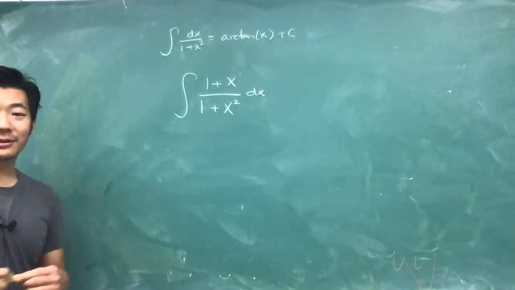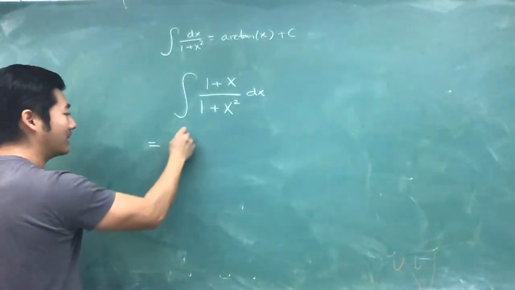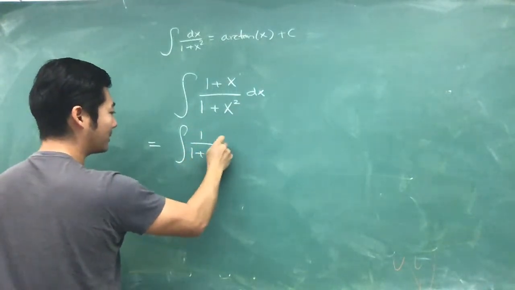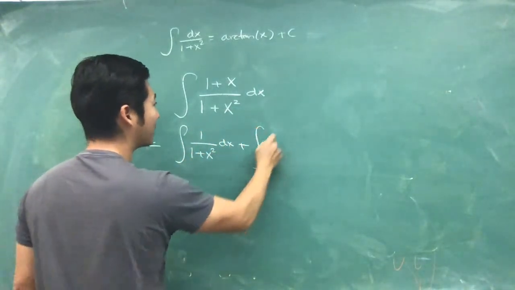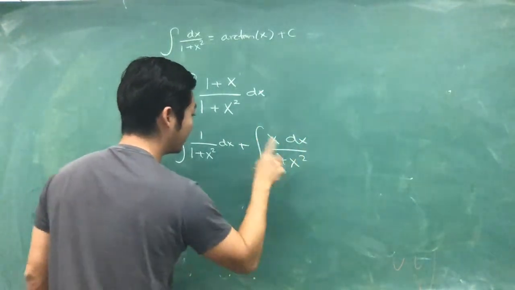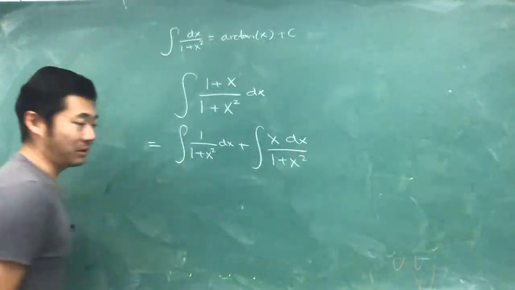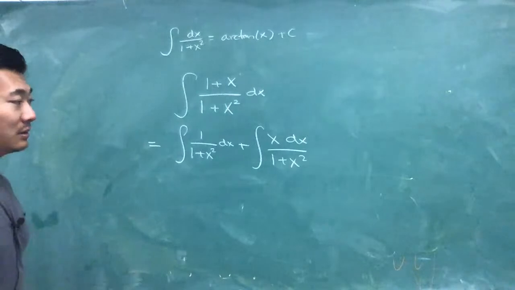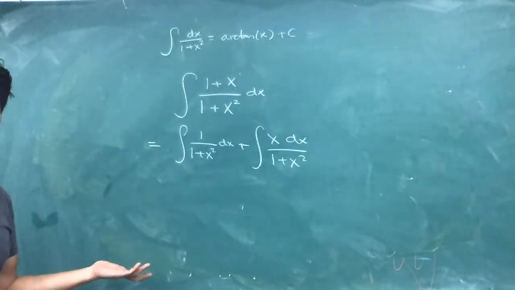But what you can do is split up the integral into 1 over 1 plus x squared dx plus x dx over 1 plus x squared. In this one, you have just an x dx, so you can integrate it. This one is just one of the basic ones you have to know. So that's how you would approach this problem.